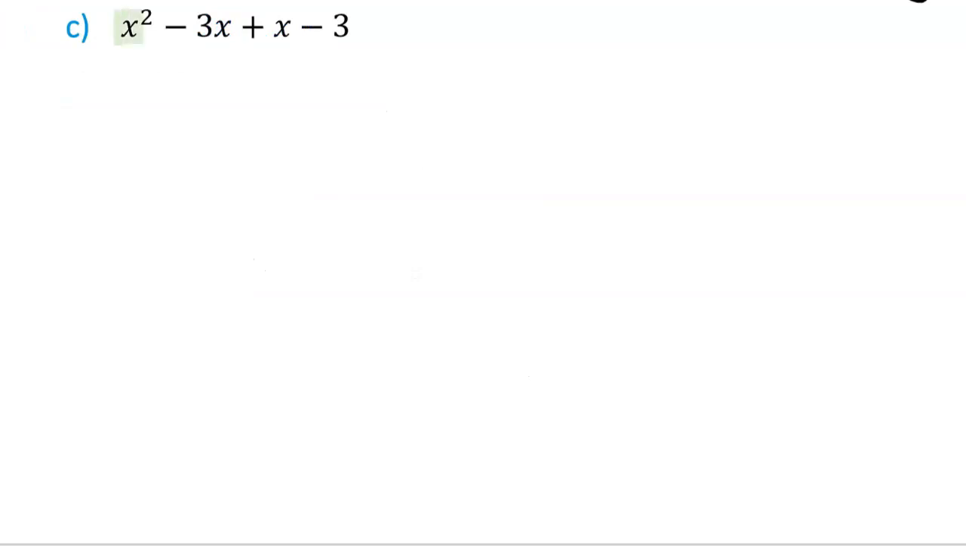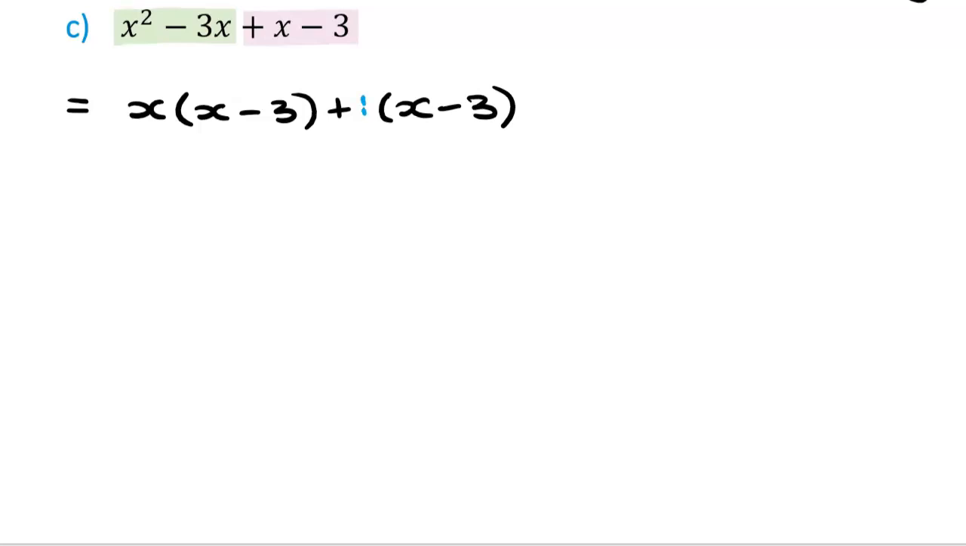Okay, last one to try here. Our first pair of terms is this one, and here's our second pair of terms. I'd like it if you could have a go at this one and see if you get the same result as me. Did you see this invisible one? It's a tricky one.